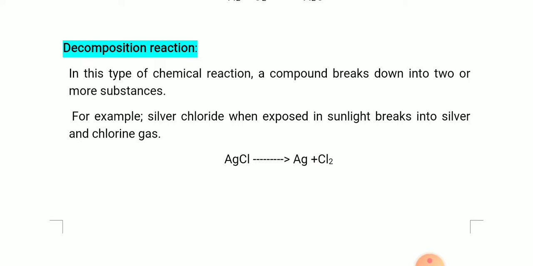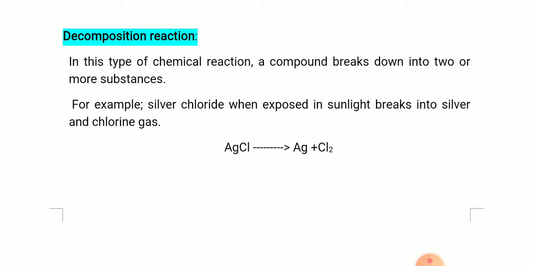This is a decomposition reaction, the decomposition of calcium carbonate in the presence of heat. So this is a thermal decomposition reaction. The decomposition of AgCl in the presence of sunlight is a photochemical decomposition reaction. So there are different types of decomposition reaction: thermal decomposition and photochemical decomposition. The AgCl example is photochemical because it takes place in the presence of sunlight, and the decomposition of calcium carbonate in the presence of heat is thermal decomposition.